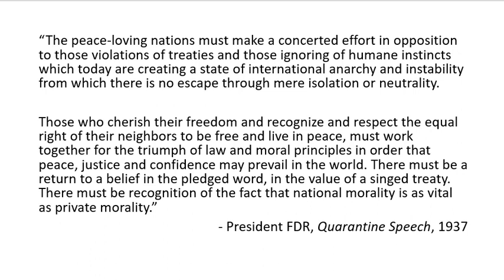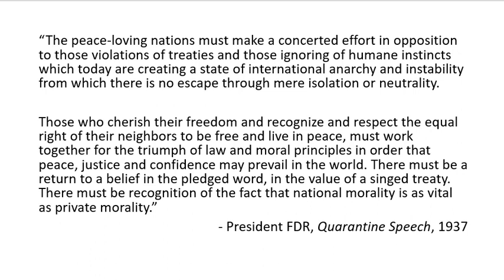Okay, so then we have those who cherish their freedom and recognize and respect the equal rights of their neighbors to be free and live in peace must work together for the triumph of law and moral principles in order that peace and justice and confidence may prevail in the world. There must be a return to a belief in the pledged word and the value of a signed treaty. There must be a recognition of the fact that national morality is as vital as private morality.